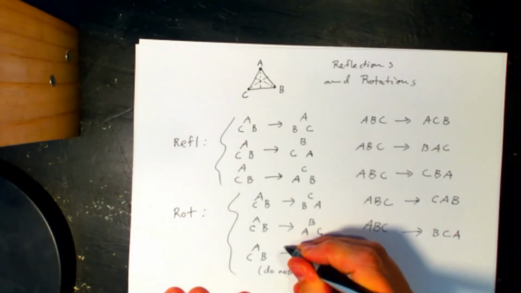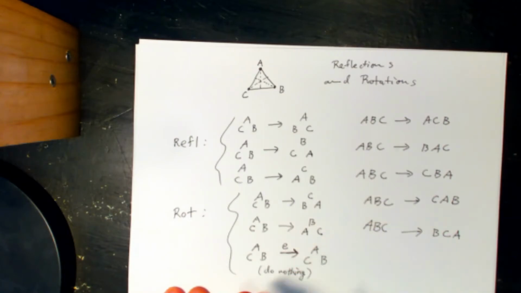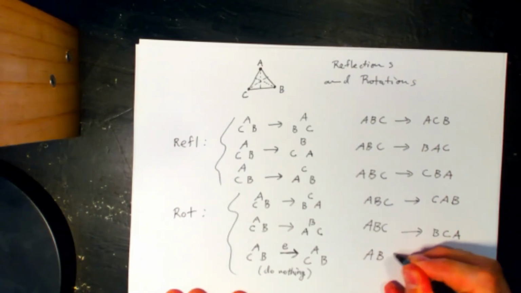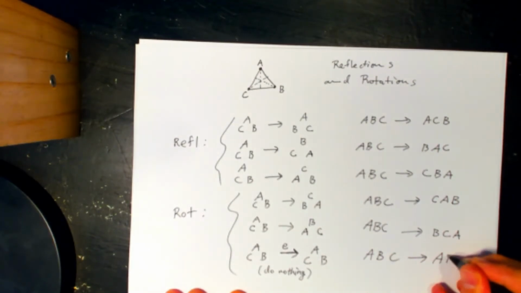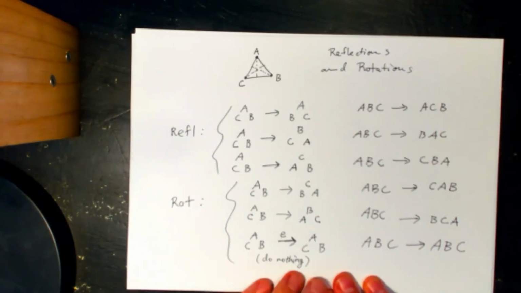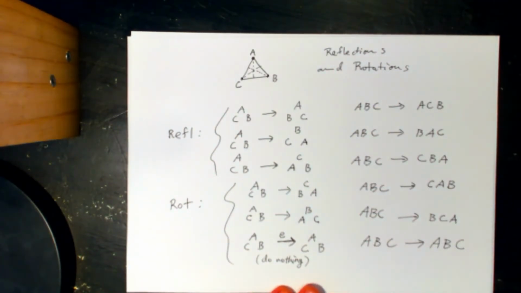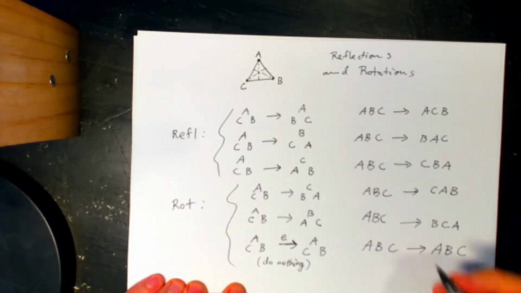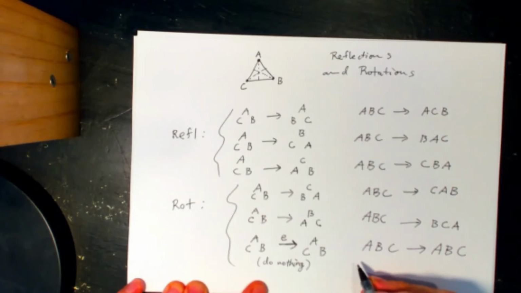And so I know straight away that this operation here on this triangle is my neutral element. Okay, so let's list this here. ABC goes to ABC. Okay, so I have 6 elements. I was expecting to get 6 elements of this group. So I'm going to say that G is equal to the set.